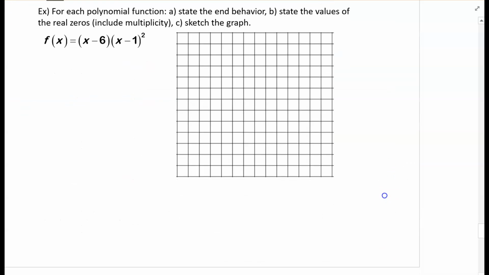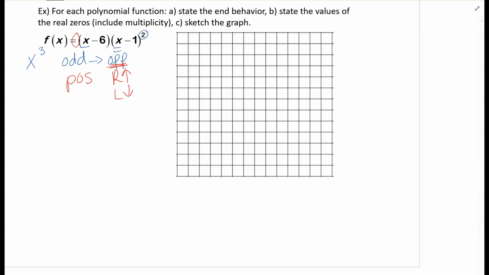Alright, so in our next example, you have to practice getting the end behavior. So your degree is going to be an x to the 1 to the squared, so 2, 3. X cubed is odd, and odd means opposite. Notice I have nothing in the front, so that tells me this is positive, which means right goes up, and then my left, because it's opposite, goes in the opposite direction. So I'm going to write my end behavior.